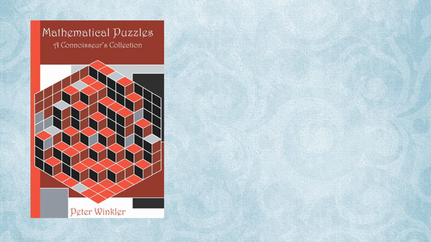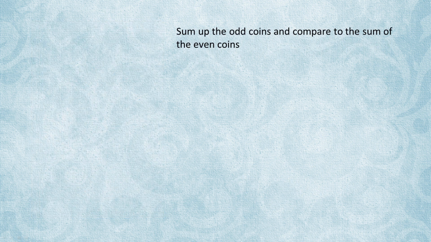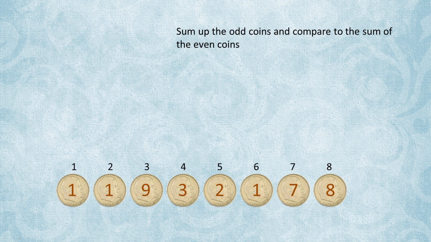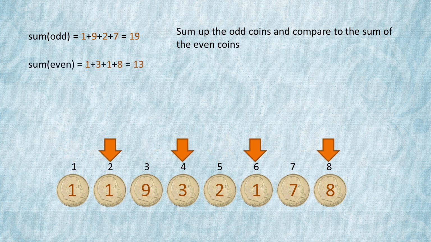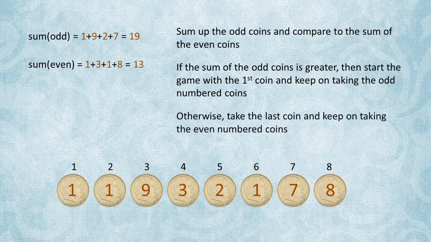Peter Winkler, in his book Mathematical Puzzles, describes a simple strategy that is guaranteed to work, but only if the number of coins is even. Alice, being the first player to make a move, just needs to sum up odd coins and compare it to the sum of even coins. If the sum of odd coins is greater, then she starts the game with the first coin and keeps on taking the odd numbered coins. Otherwise, she takes the last coin and keeps on taking the even numbered coins.